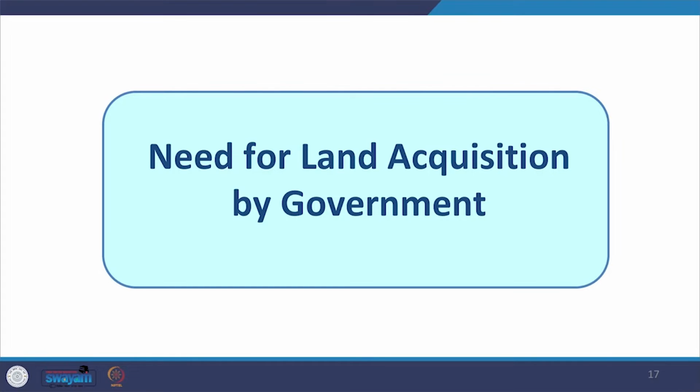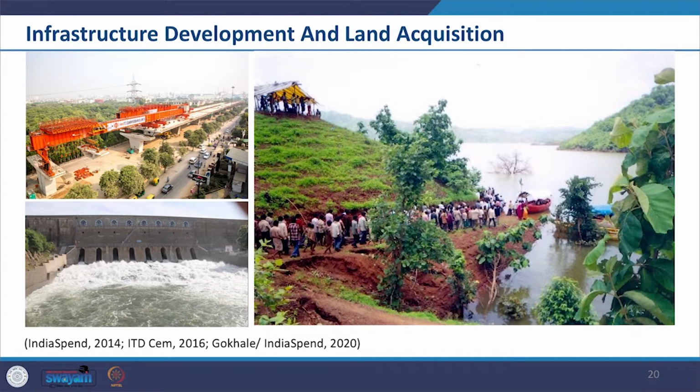Let us see why land is acquired by the government. Looking at the Indian landscape, we see most of the land is under agriculture and is occupied. The government, in order to take up developmental work like construction of roads, industries, universities, dams, flyovers, bridges, housing, mines, and so on, requires vast expanses of land.